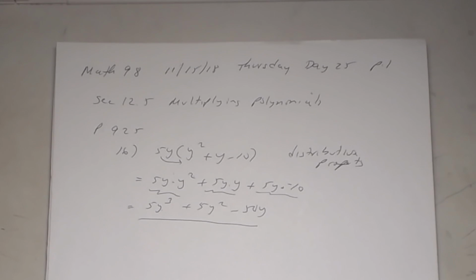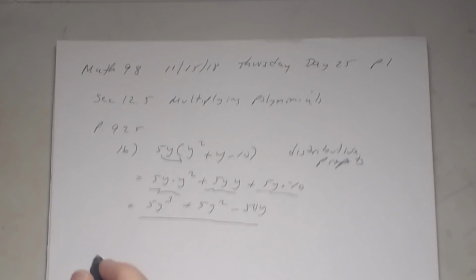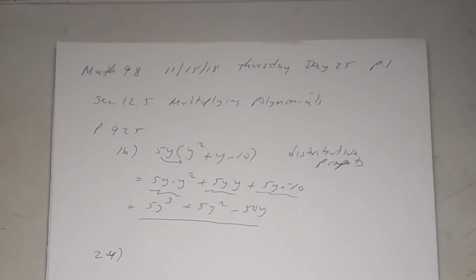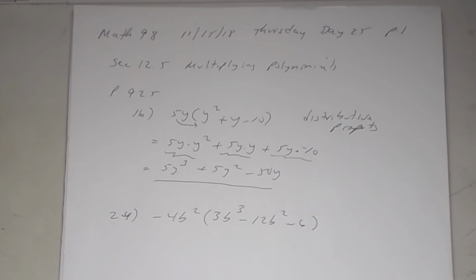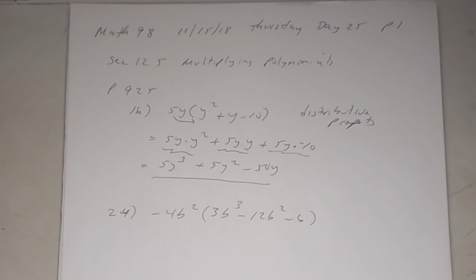Okay, number 24. Number 24, you have this. Okay, so 24, you have a negative 4b squared times 3b cubed minus 12b squared, and then minus 6. All right, so I need to multiply those two polynomials. One's a monomial, the other one's a trinomial. So what property am I going to use to do this? Distributive property. So every term that's inside the parentheses, I'm going to multiply by that monomial, negative 4b squared.